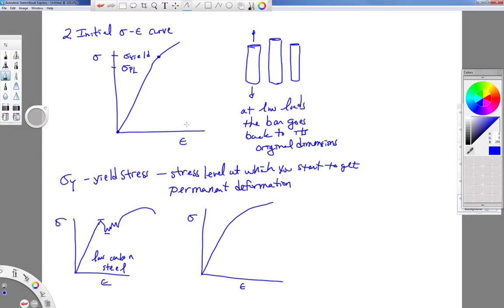If it's not clearly defined like it is for the low carbon steel down here, we're going to use a method called the 0.2% offset method. And this method would be used for materials like aluminum alloys. Some higher strength steels have this kind of curvy behavior, and so forth.